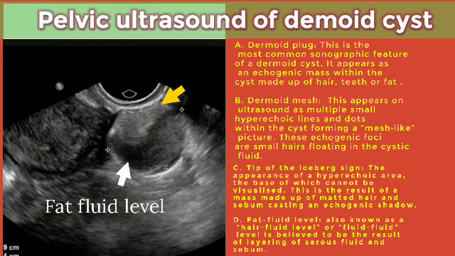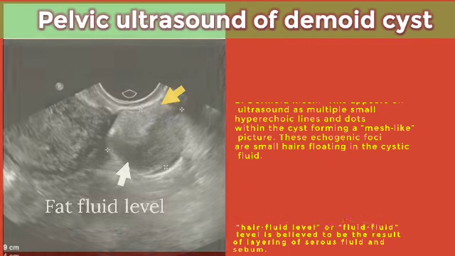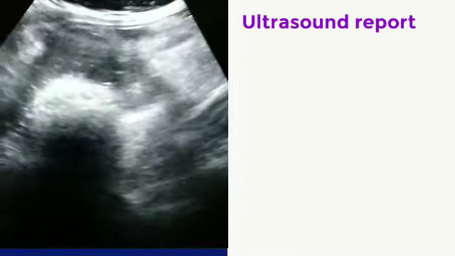Fat fluid level, which is the last characteristic. It is also known as hair fluid level. Here you can see a well-defined unilocular cystic mass having both hyperechoic and hypoechoic layers. The hyperechoic layer is seen floating on the hypoechoic layer. This characteristic is typical of a dermoid cyst. We will now look at videos demonstrating dermoid cysts.